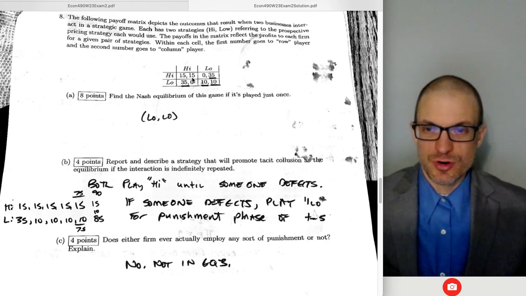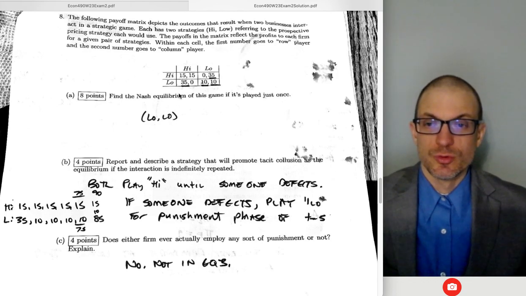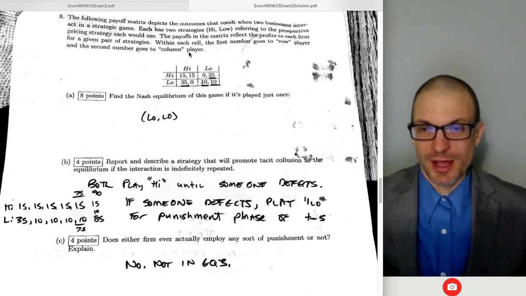Row's payoff is first, column's payoff is second in a given cell. All right, find the Nash equilibrium. This is played just once. It's a prisoner's dilemma. So the way we find this is by looking for best responses.